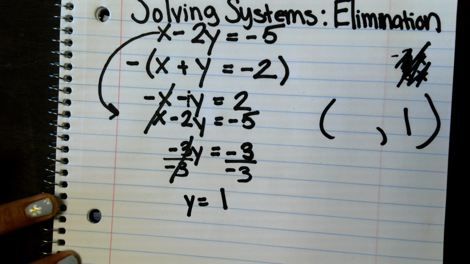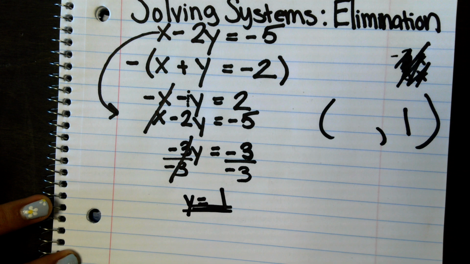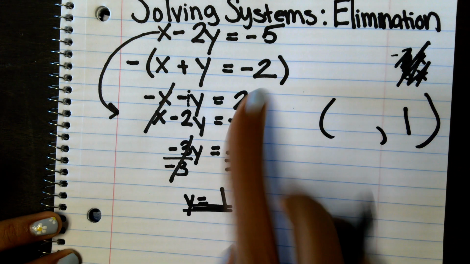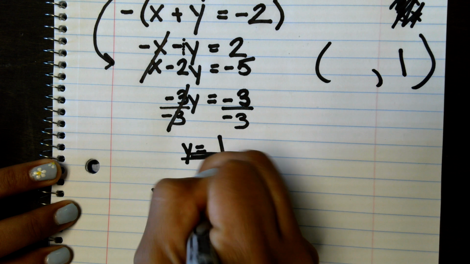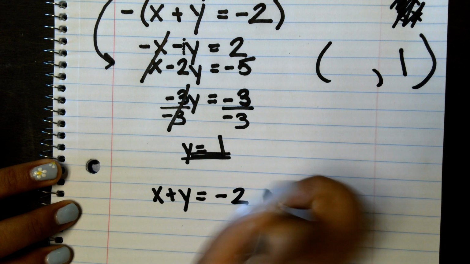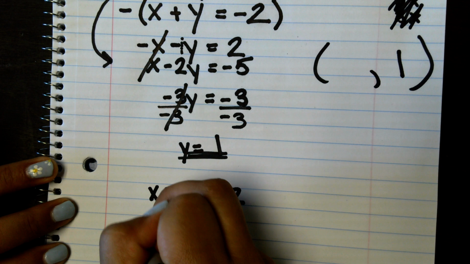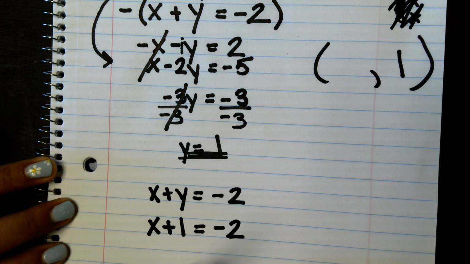Now, how do I find my other value, my x value? Well, now that I know what y is, I can just plug that into any one of these equations. So I'm going to use x plus y equals -2. And I know what y is. y is 1. So I'm going to rewrite this as x plus 1 is -2.